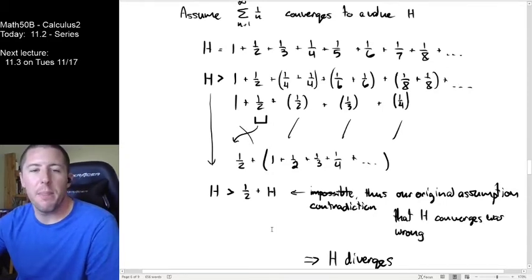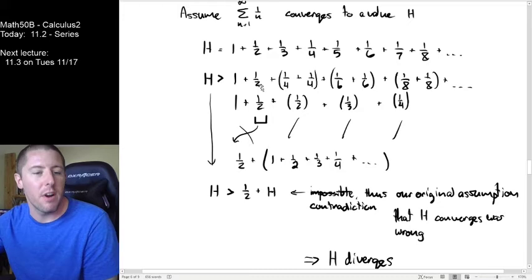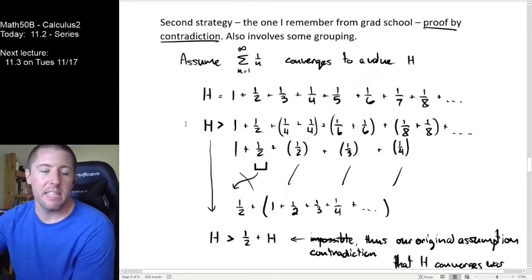Therefore, H diverged out there. So again, these grouping strategies are very useful strategies. And again, I can't emphasize this one enough.